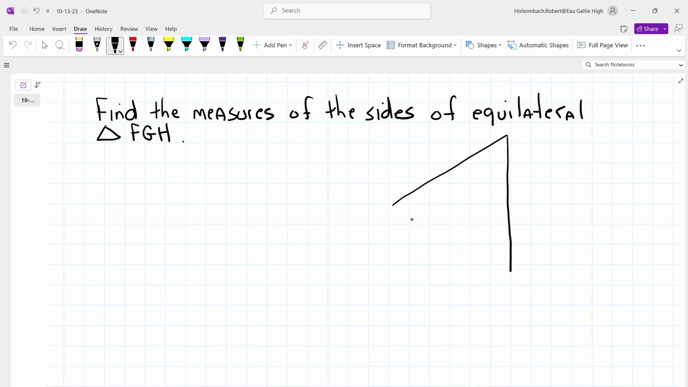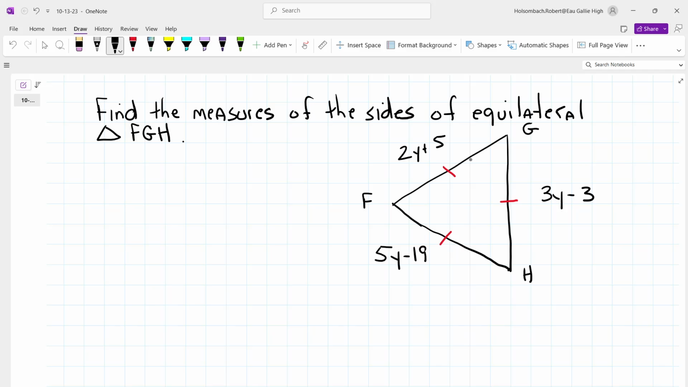Any volunteers want to tell me what equilateral means? Yes, ma'am. 3 congruent sides. Thank you. So you take this triangle and you add your tick marks. All the sides are the same. So all the expressions for the sides are equal to each other. FG is 2y plus 5. G to H is 3y minus 3. And F to H is 5y minus 19.